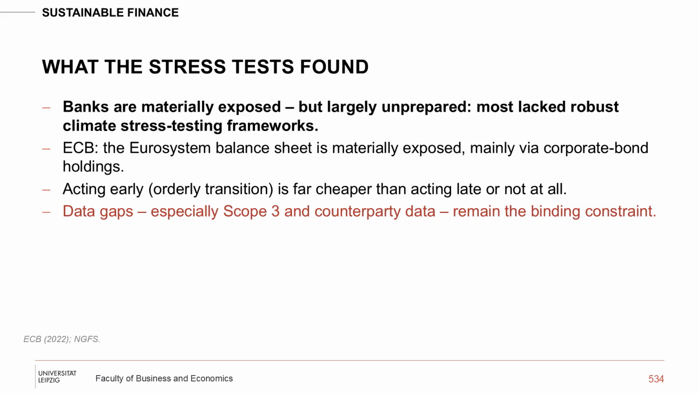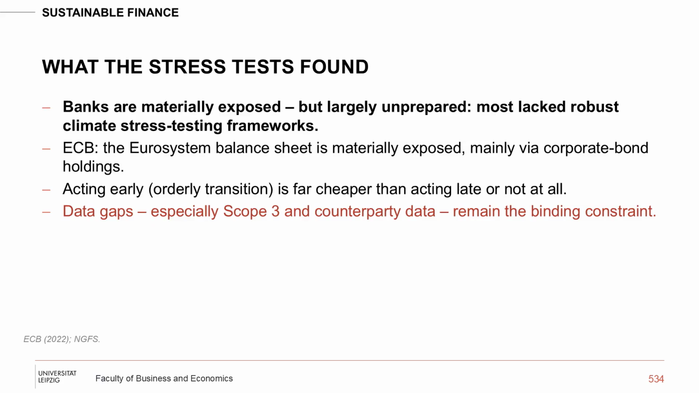Data gaps remain the binding constraint, especially around Scope 3 emissions and counterparty data. Remember Scope 3 from the carbon chapter, the hard-to-measure value chain emissions? Here's where that measurement problem bites for real. You cannot stress test exposures you cannot measure, and banks often don't know the emissions of the companies they lend to, let alone those companies' suppliers. So the honest summary is, the test proved banks are exposed and unready, that early action is cheaper, but that our ability to measure it all is still the weakest link in the chain.